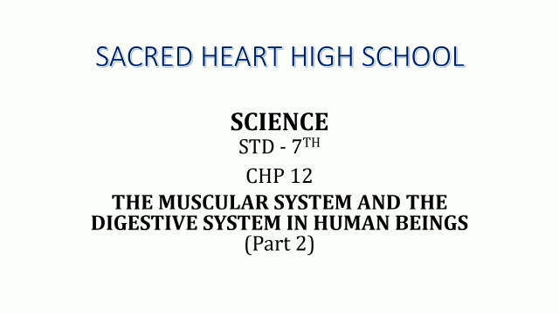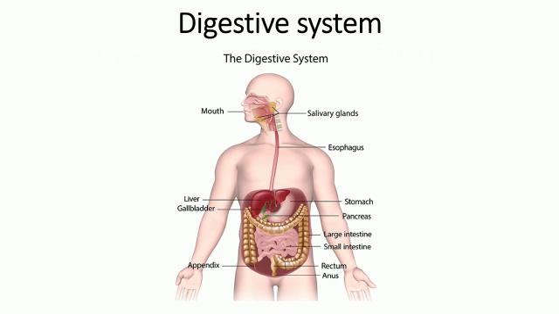Today we will study Chapter 12, the muscular system and the digestive system in human beings. Digestive system. In the digestive system, the organs take in food and liquid and break them down into substances that the body can use for energy, growth and tissue repair. Food is converted into soluble form and its absorption is done into the blood. This process is called digestion.